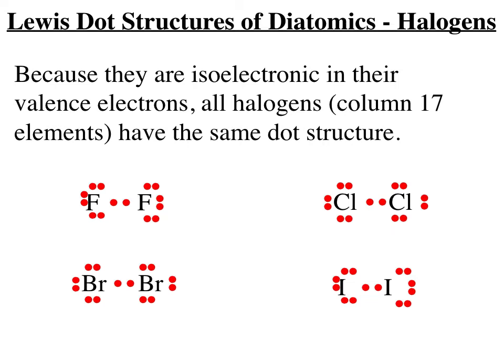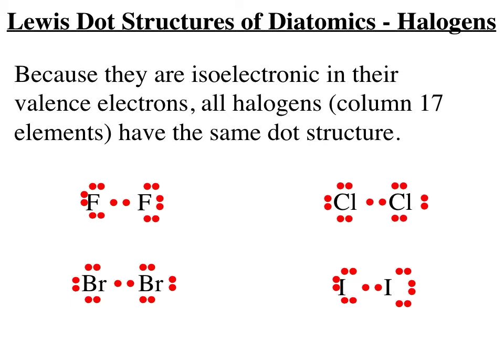We already talked about the Lewis dot structure of fluorine. Let's talk about the Lewis dot structure of its column of cousin elements, which are collectively known as the halogens. This would include chlorine, bromine, and iodine. As we talked about on the previous slide, all of these are diatomics in their natural form, meaning they exist in nature as molecules, covalently bonded sets of two atoms.